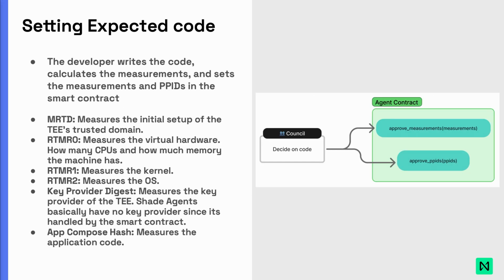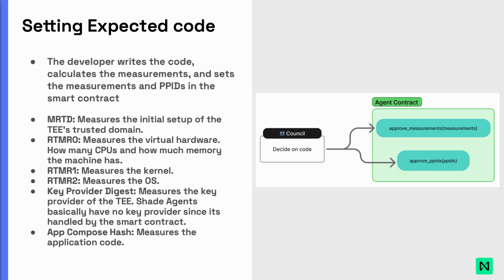So walking through deeper how this goes and how you would develop a Shade Agent is that the developer starts by writing the agent code, normal, and they calculate the measurements for this code. The Shade Agent CLI actually handles all of this for you. It'll compute the measurements, and the measurements essentially are just a collection of hashes that dictate what code is running on the TEE and what hardware it's specifically running on.